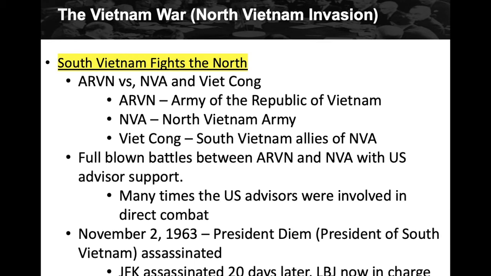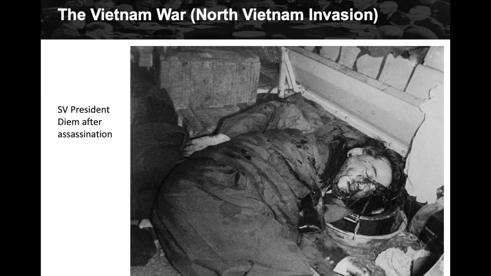November 2nd, 1963, President Diem, who was the president of South Vietnam, is assassinated. Look at the date, November 2nd, 1963. 20 days later, JFK would be assassinated. So this is a very tumultuous time. And when JFK is assassinated, Lyndon Johnson, LBJ, is now in charge of the United States. And so what is the United States going to do? Here's a picture of South Vietnamese President Diem after his assassination. So he's dead.